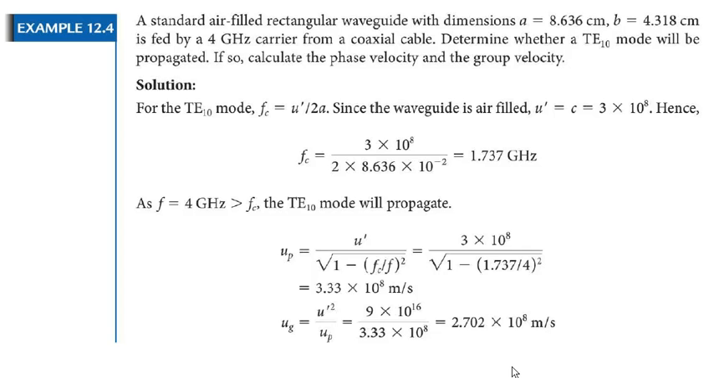Otherwise you can find vg as u dash into root of 1 minus (fc by f) whole square. This way we can find the propagation mode as well as phase velocity and group velocity.